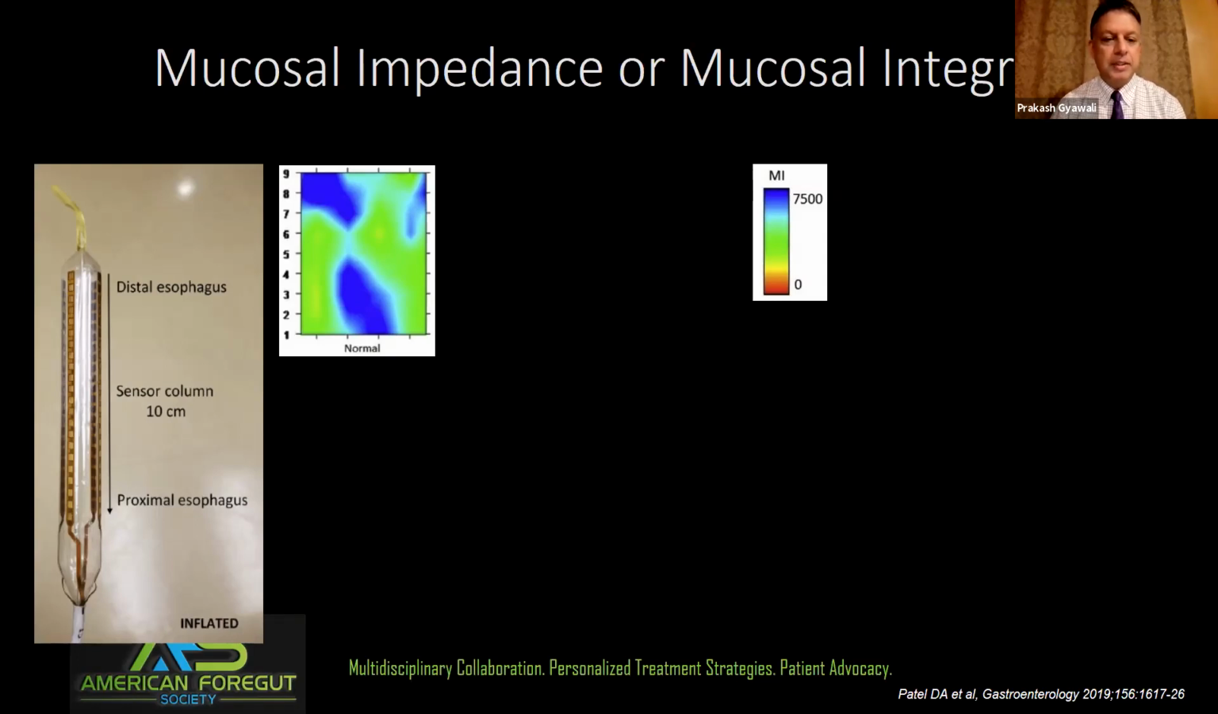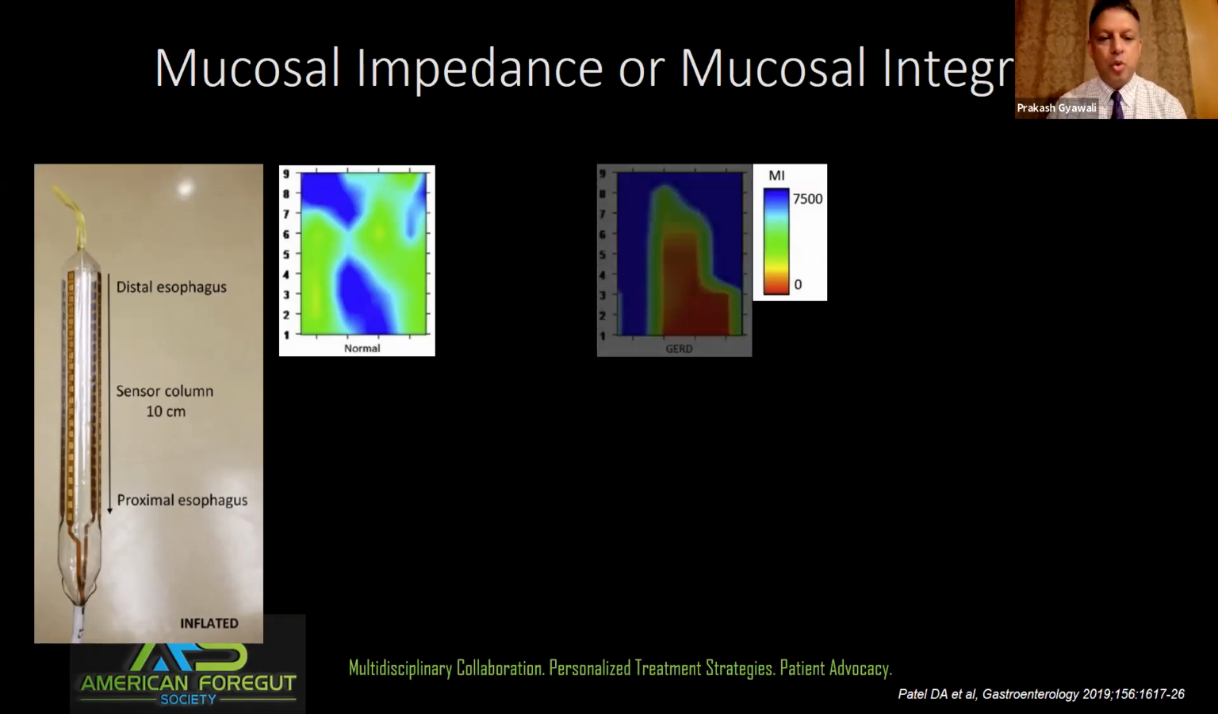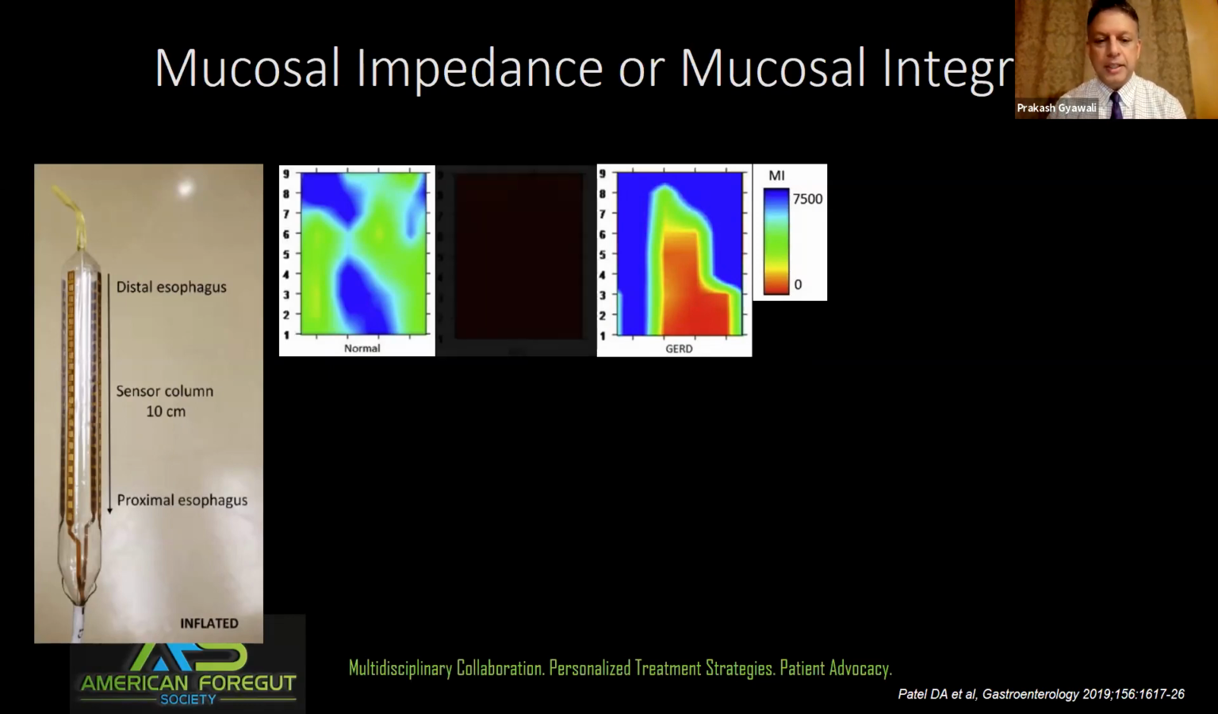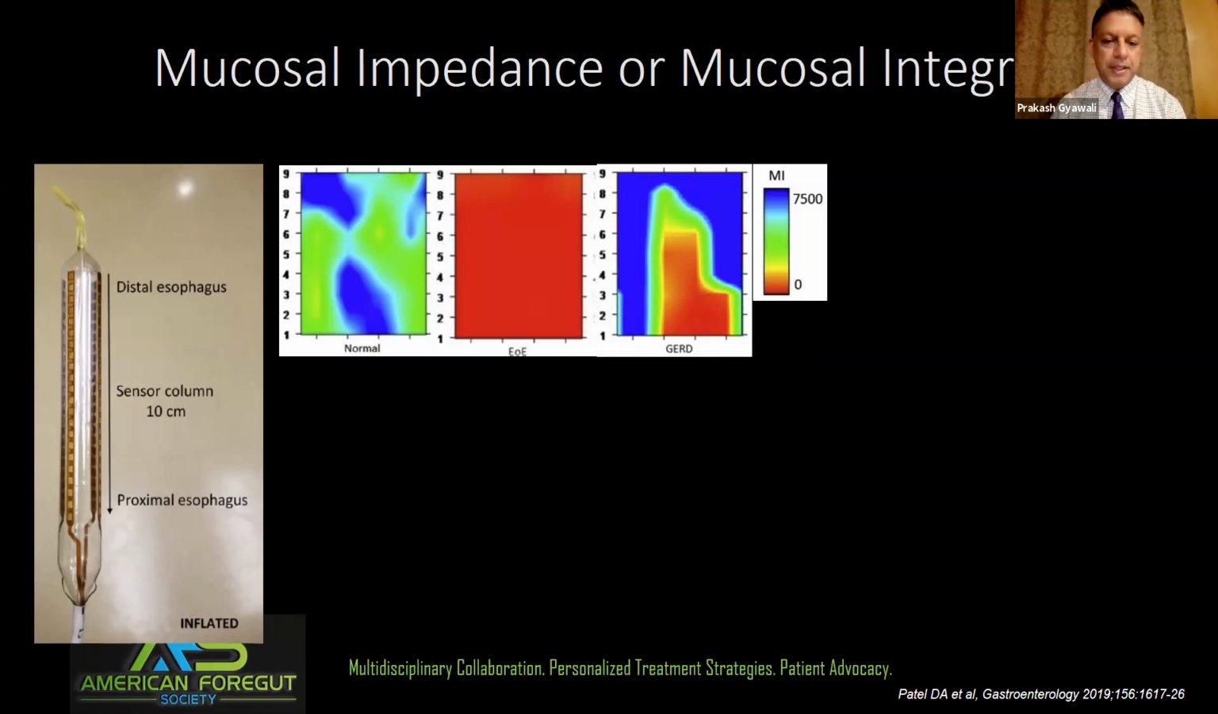So you can see the greens mean high mucosal impedance, and that is normal. This is reflux. The red means low impedance, and this reflects the distal esophagus. And this is eosinophilic esophagitis, a condition that can sometimes confound the evaluation, and impedance is low throughout, up and down the esophagus in that condition. So you get a readout.